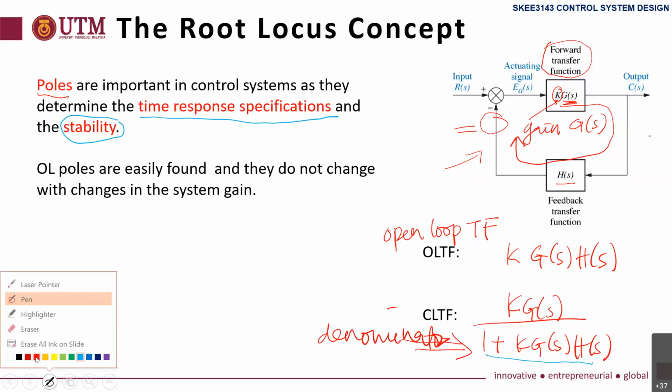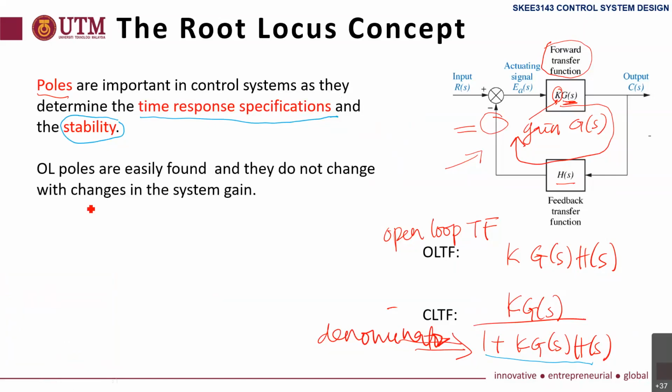If we check, the open loop poles are easy to find. We can get the open loop transfer function here, and then get the poles directly from it. Later we do one example where we multiply and get the poles. And they do not change with the system gain. No K, K is only here. Because the poles are related to the denominator at the bottom, K is not affected. So that is for open loop.